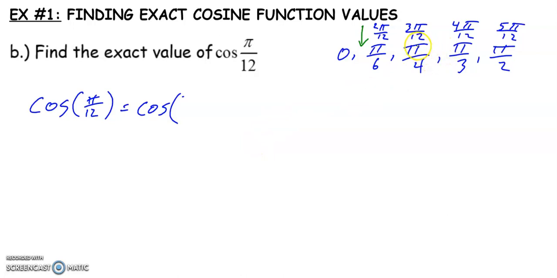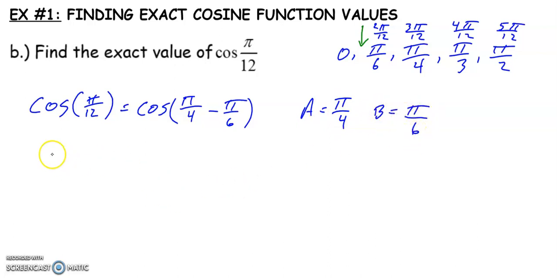Well, I am going to use 3 pi over 12 minus 2 pi over 12. So I'm going to do pi over 4, that's 3 pi over 12, minus pi over 6. And I'm writing them out like this because that's how they appear on the unit circle. These are the values we are going to find. So we know A equals pi over 4 and B equals pi over 6.